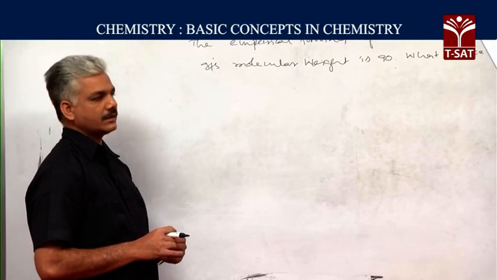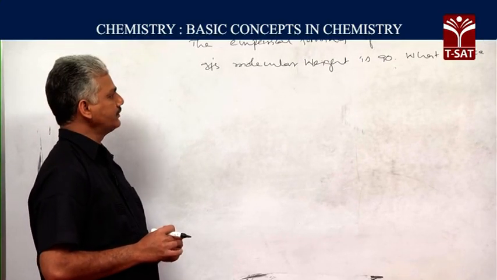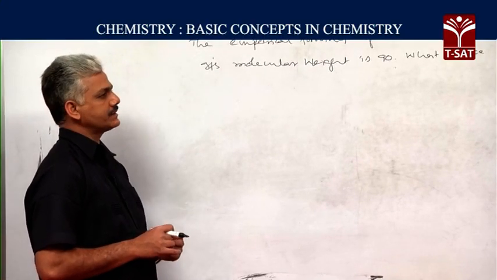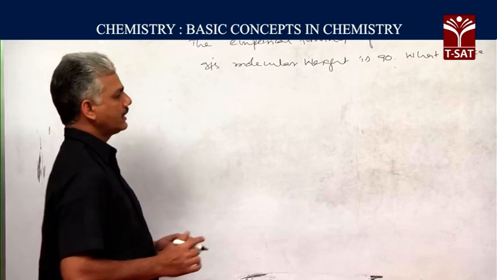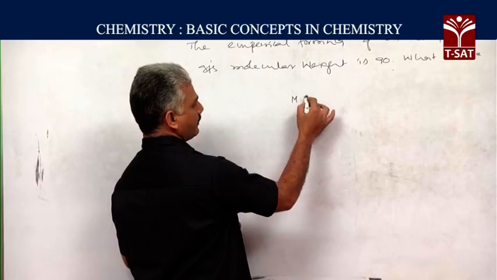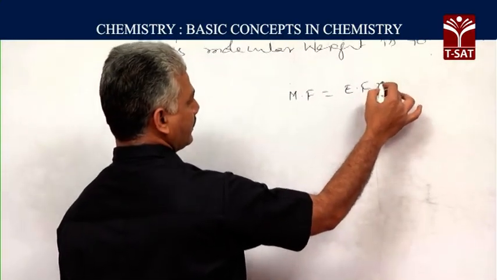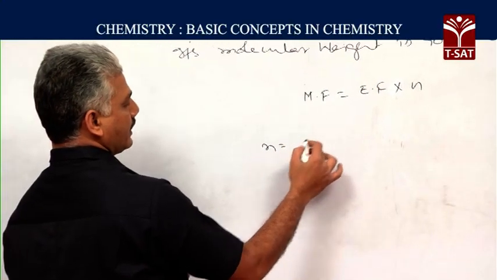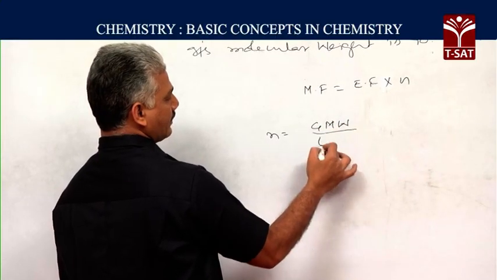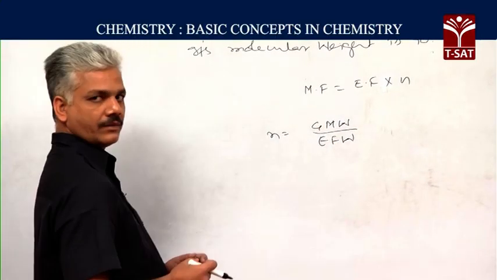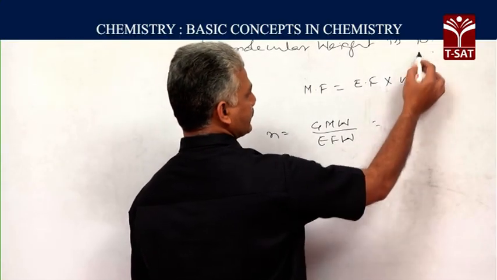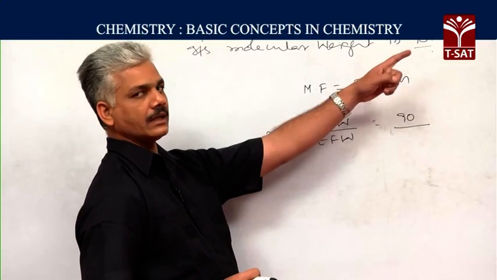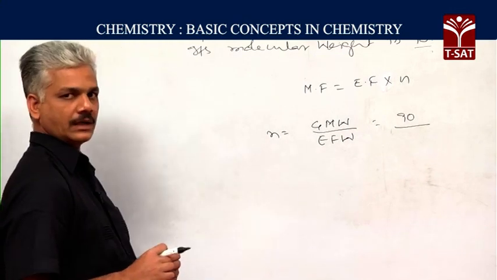The empirical formula of a compound is given as CH2O. It is mentioned that its molecular weight is 90. We have to find out what the molecular formula is. So, the relation to be used is molecular formula is equal to empirical formula times n factor. This n factor can be calculated by using the relation gram molecular weight divided by empirical formula weight. Gram molecular weight is specified as 90.